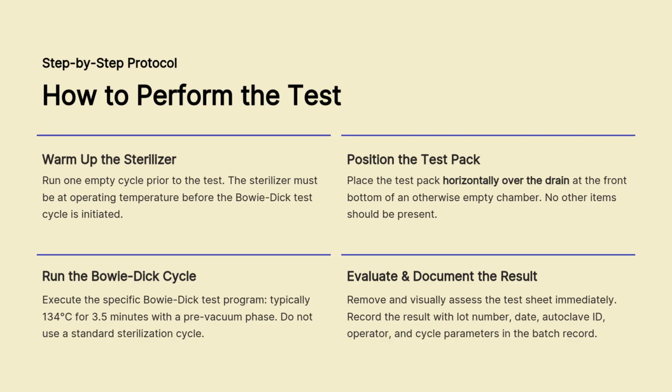To perform the Bowie Dick Test, first warm up the sterilizer with an empty cycle. Place the test pack horizontally over the drain in an empty chamber. Run the Bowie Dick cycle at 134 degrees Celsius for 3.5 minutes with a pre-vacuum phase. Immediately evaluate the test sheet and document the results, including lot number and cycle details.